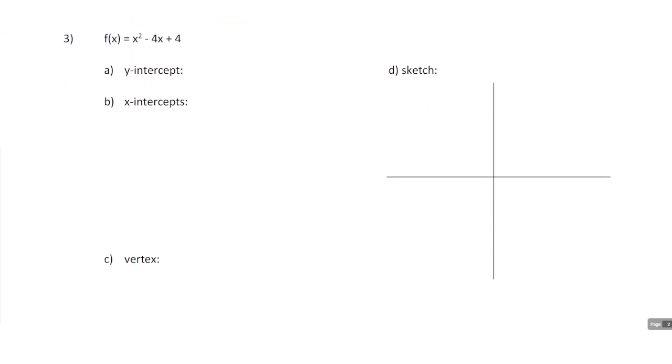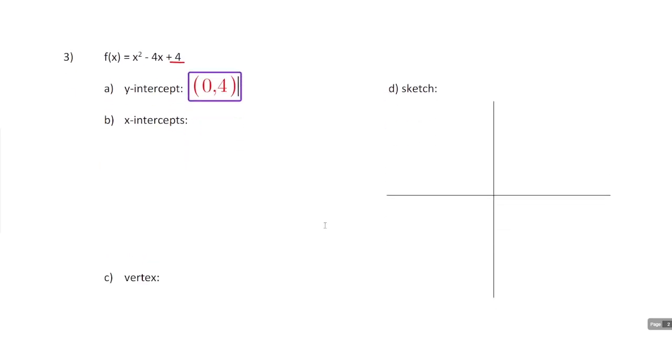Number 3 is x squared minus 4x plus 4. My y-intercept is going to be, again, that constant, so (0, 4). My x-intercepts, I'm going to get that just the same way that I did in the previous 2 problems, where I set the equation equal to 0. And then try to solve by factoring.